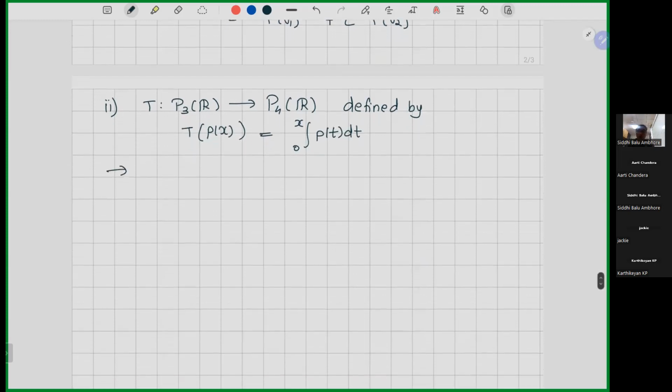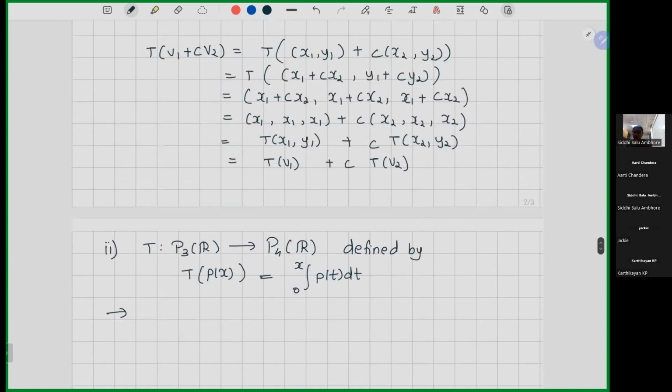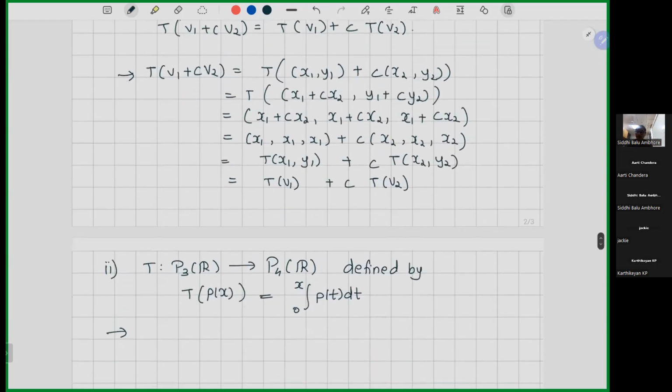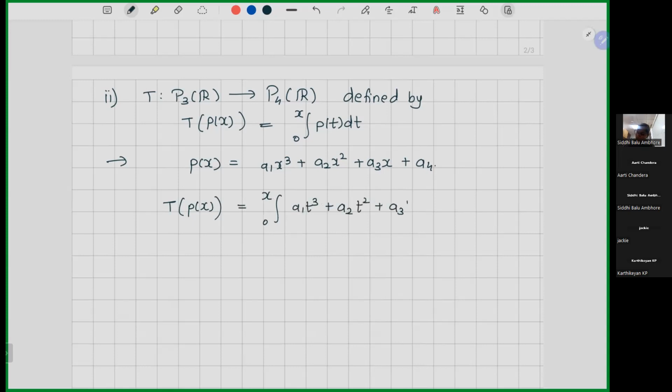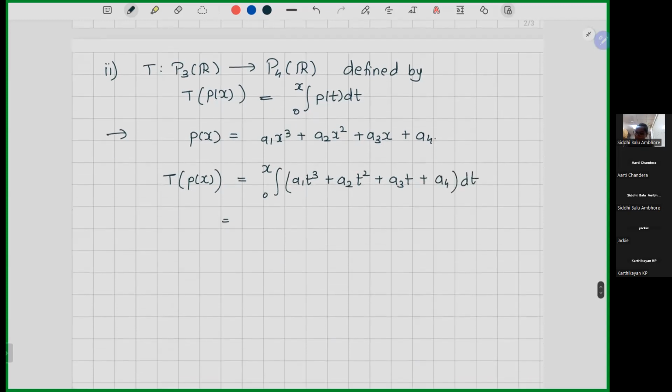So to proceed further with the question and directly solve this condition, we would first like to see how T actually looks. Let us write P of x to be a1 x cube plus a2 x square plus a3 x plus a4. Then T of P of x will be the integration from 0 to x of a1 t cube plus a2 t square plus a3 t plus a4 dt. And when I integrate this, what will I get?